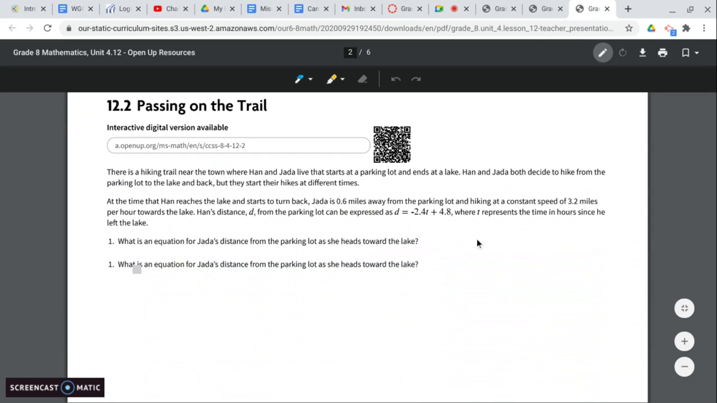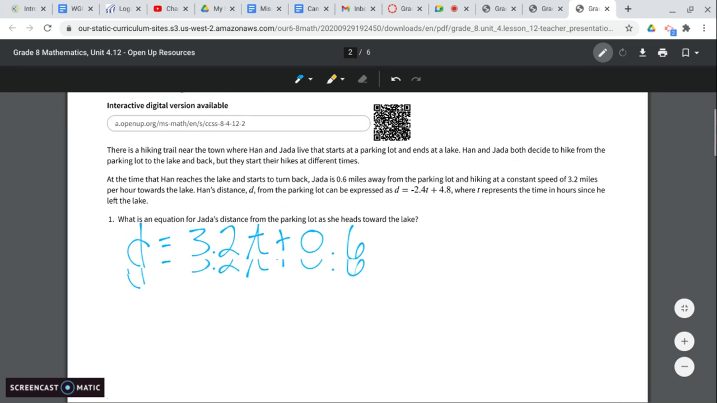So we know that she's going at a constant speed of 3.2 miles per hour. That's her rate, that's her slope, so 3.2t plus, and hers is 0.6 miles from the parking lot. So there is her equation.